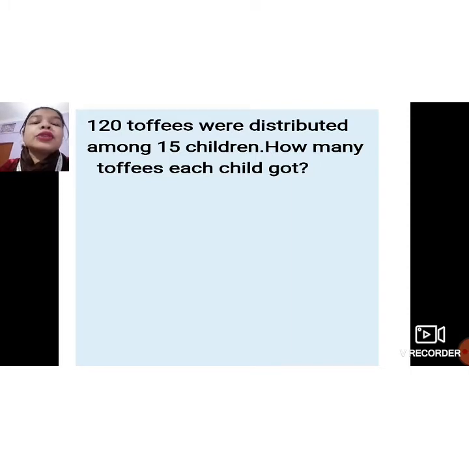Now children, I have told you in one recorded class about a multiplication fact and a division fact. Multiplication is about finding the value of the total from 1, and division is finding the value of 1 from a total. So when you have to find the value of one child or one person, that means you have to do division. And when you have to find the value of the total from a given one value, then it is multiplication. Now we have to find the number of toffees that one child got. That means we have to divide the number.